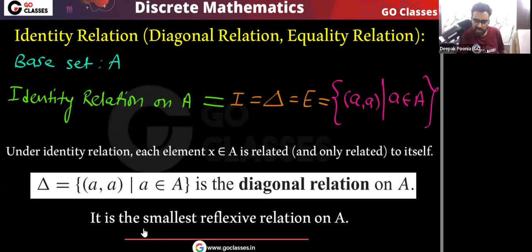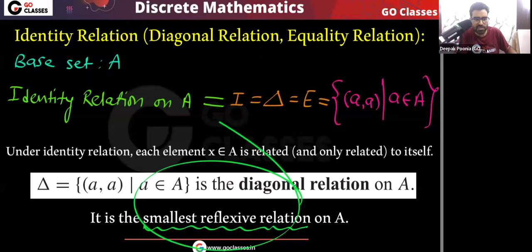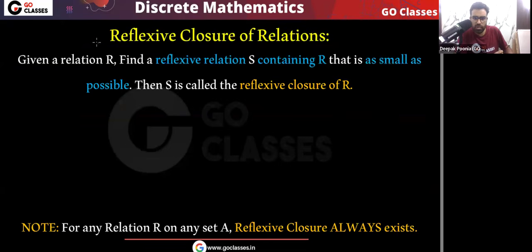So I can say this identity relation is the smallest reflexive relation on A. On this base set A, the smallest reflexive relation is the identity relation. Okay, this is the definition of identity relation. Now you tell me how to find the reflexive closure of a relation.